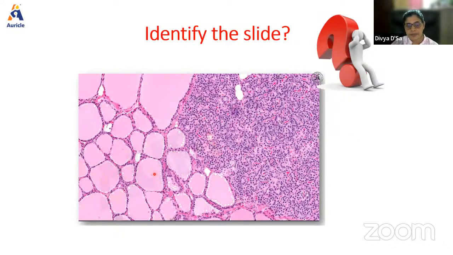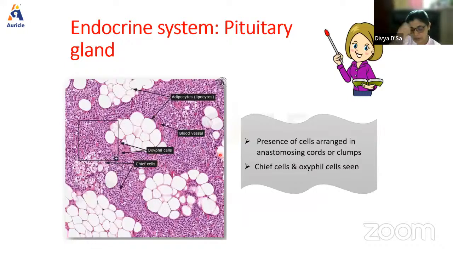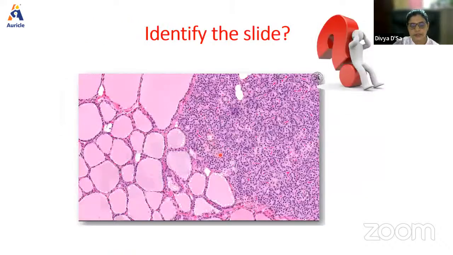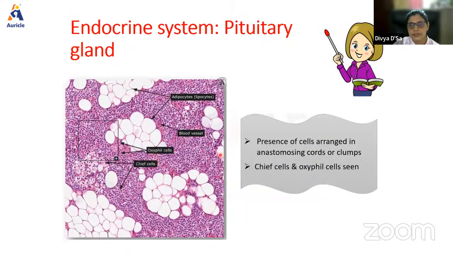Then here we have seen the thyroid, and we are seeing one more part. When a structure is associated with thyroid, it is parathyroid. Sorry, this is not pituitary, that was wrong. It is parathyroid gland. So parathyroid gland here.